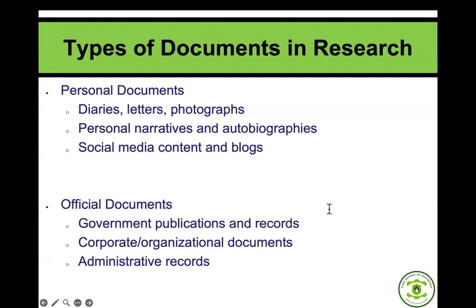Now, the second category I want us to look at is official documents. These also come in three forms. The first one is government publications and records, and these provide formal documentation of policies and procedures. Then we have corporate and organizational documents, which show us how institutions operate. And then, last but not least, administrative records, which capture the day-to-day operational details.